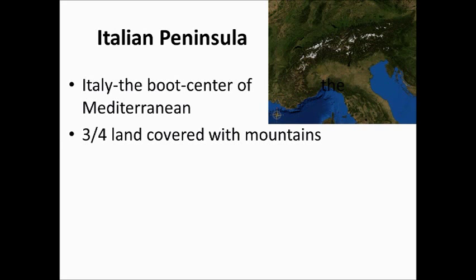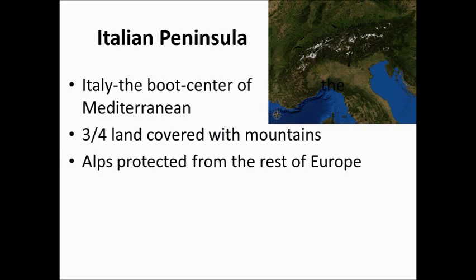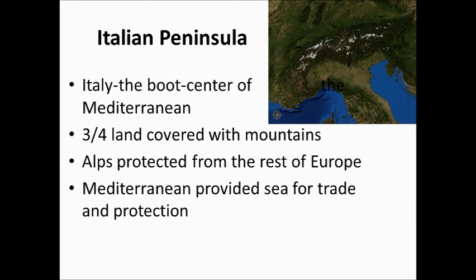Three quarters of the land is covered with mountains on the Italian peninsula, and again the Greek crops played a big role in helping them with that. The Alps provided natural protection for them from the rest of Europe. You can see the snow caps on top of the Alps. And the Mediterranean Sea provided protection, but it also provided great trade and a great place to launch militaries from.